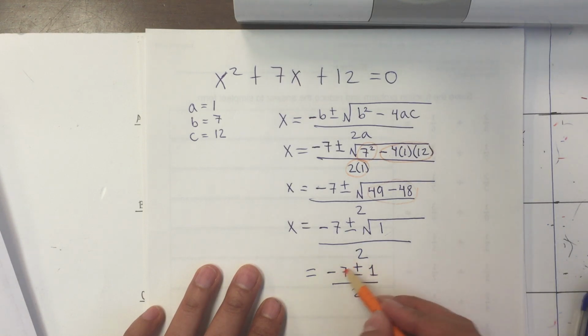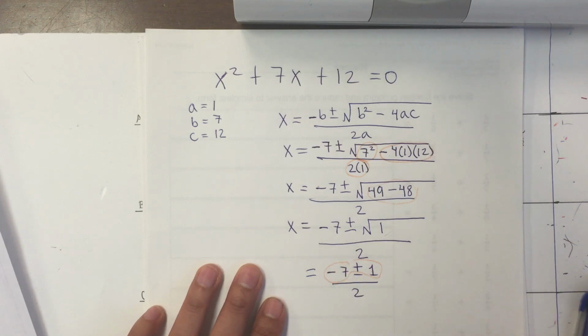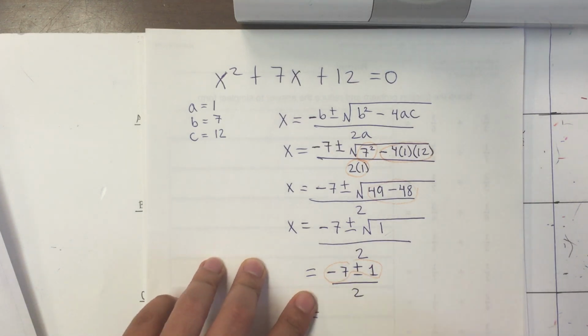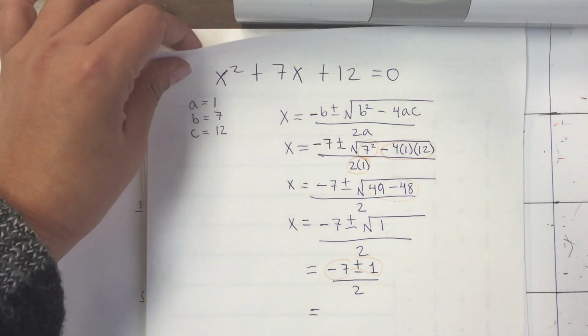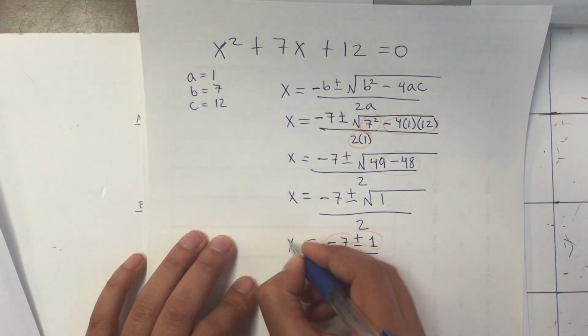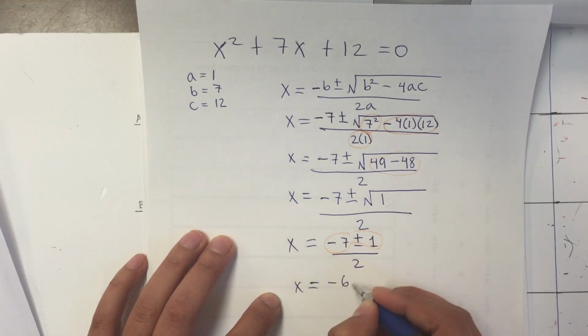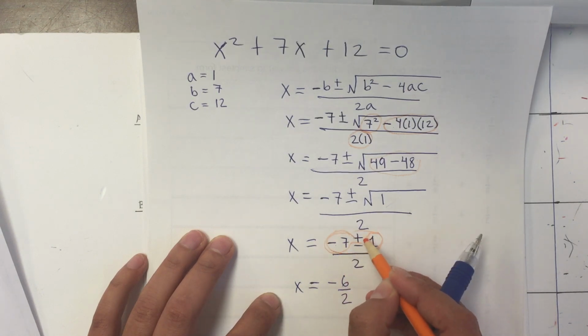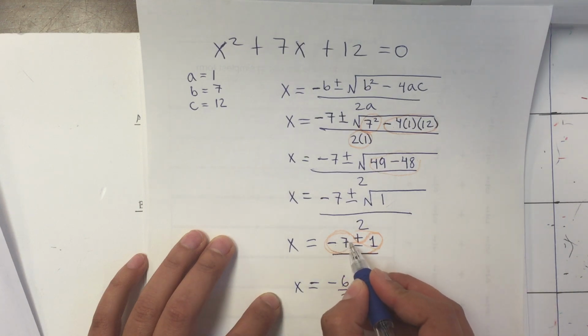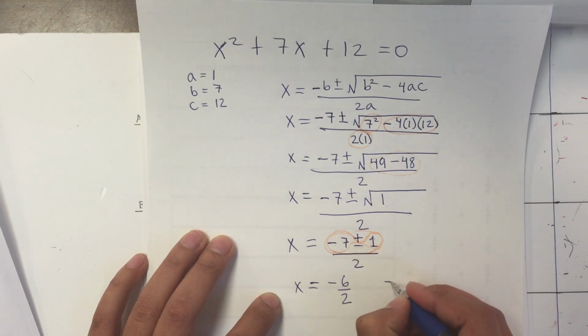And so in here, we're going to take two paths. Remember that we're adding the 1 to the negative 7, and we're subtracting 1 from the negative 7. So it's two different paths. So you're going to get x is equals to negative 7 plus 1, negative 6. And you just bring down the 2. Now with the other side, with the minus 1, negative 7 minus 1, that's negative 8 divided by 2.